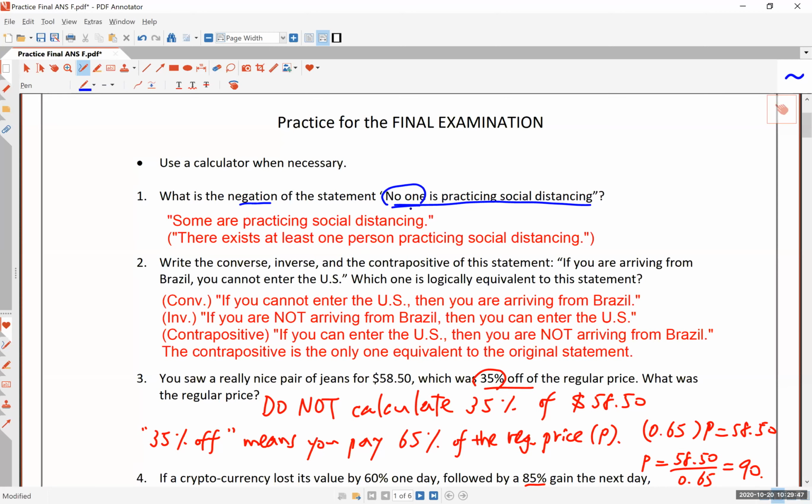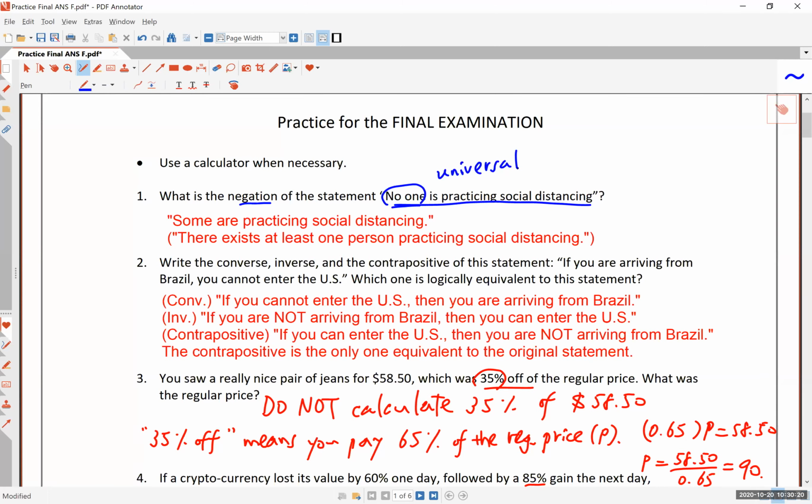And if you need a more detailed explanation, no one is practicing. This is called a universal negative, right? This is one of the two types of quantifiers we learned. One is universal, the other is existential. So remember, when you negate a universal statement, the negation will be an existential statement, one with an existential quantifier, like some, or there exists at least one.